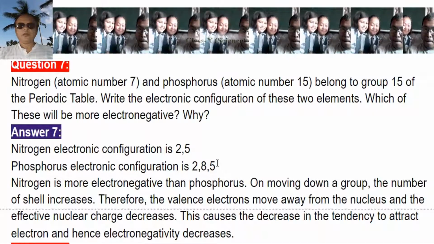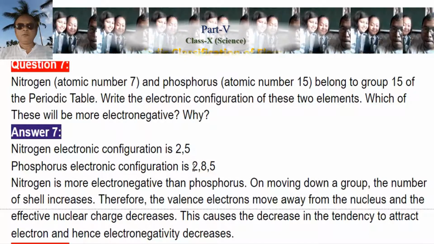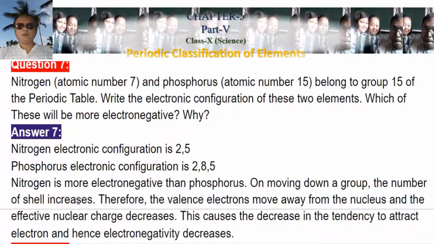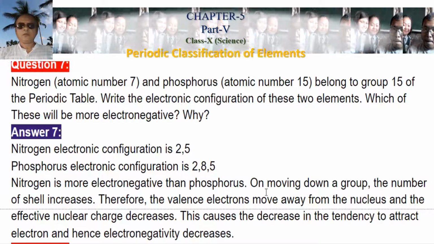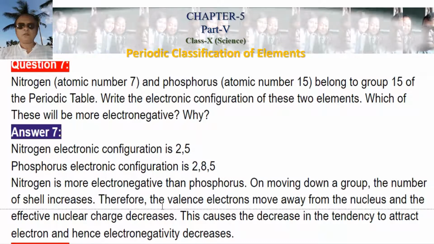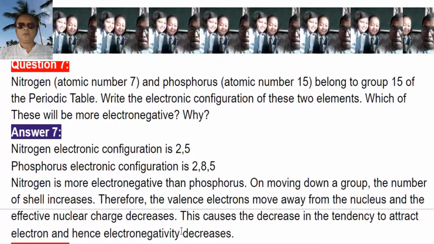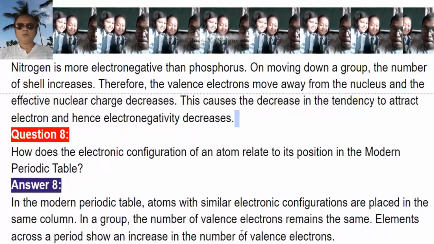Since electronegativity decreases as we go down the group, nitrogen is more electronegative than phosphorus. On moving down the group, the number of shells increases. Therefore, the valence electrons move away from the nucleus and the effective nuclear charge decreases. This causes a decrease in the tendency to attract electrons, and hence electronegativity decreases.